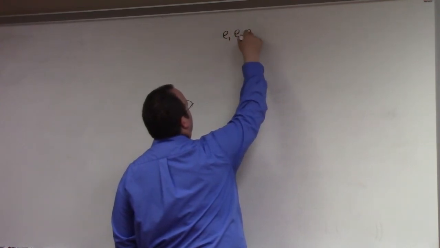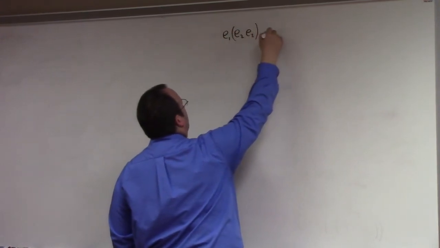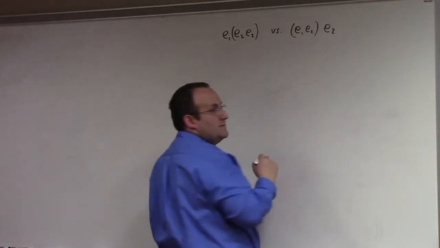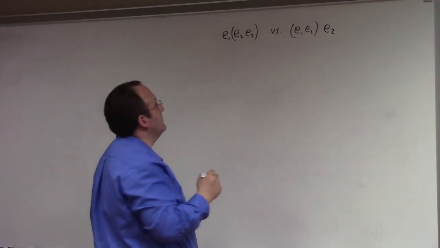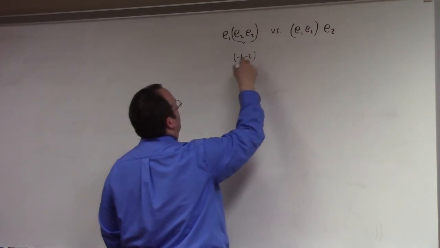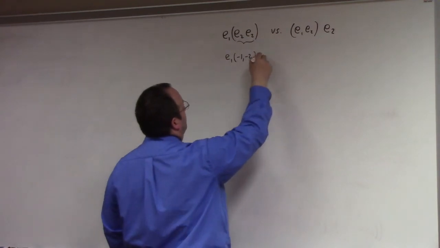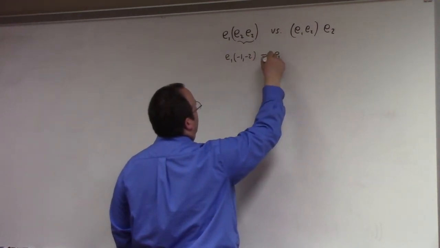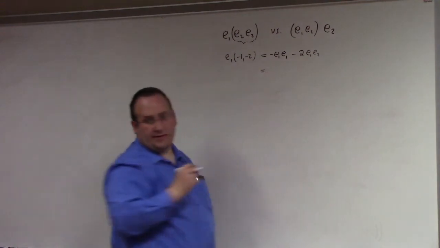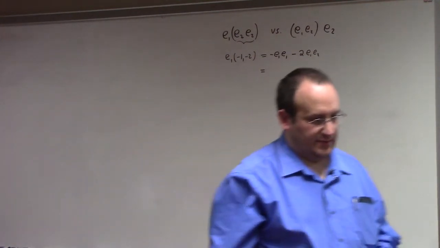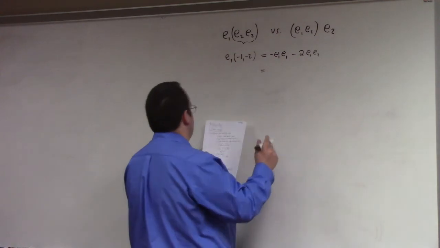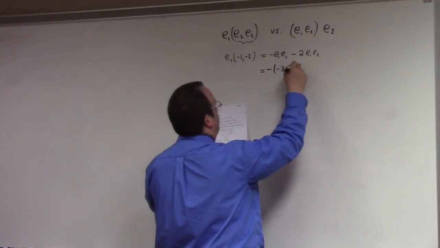E1 times E2 times E2 versus E1, E2, E2, right? That's what I should pick on? Okay. So, all right, let me look up my multiplication table. I don't want to reinvent the wheel here. Allegedly, E1, E1 is minus 3, comma, minus 10, minus 2.